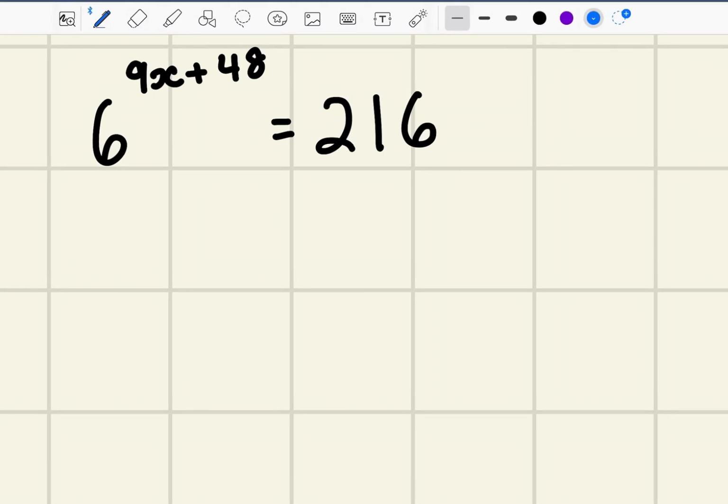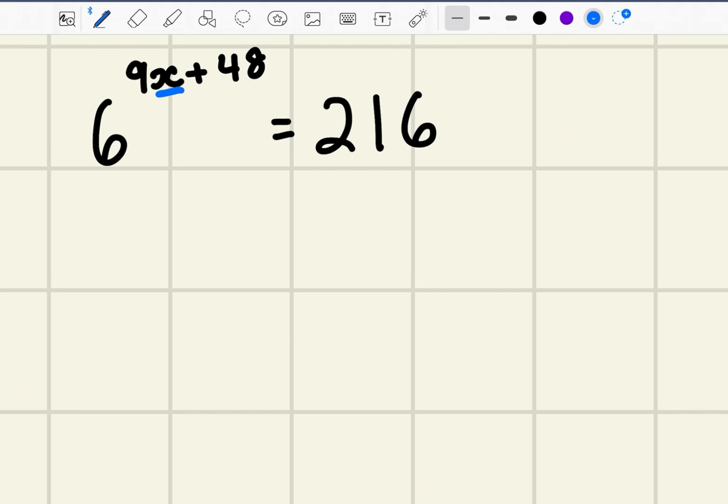We are going to look at how to solve exponential equations using logs. So here I can see I've got 6 to the power of 9x plus 48 equals 216. My x is way up here in the exponent, which makes it really difficult to isolate. So I'm going to use logs to rearrange this.